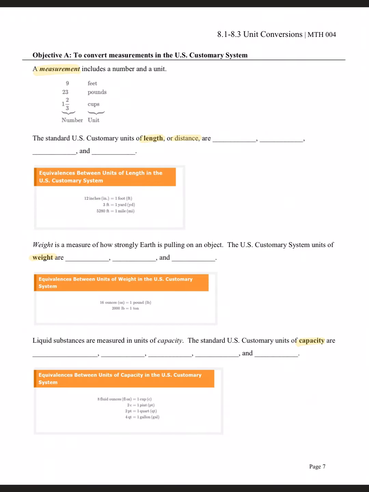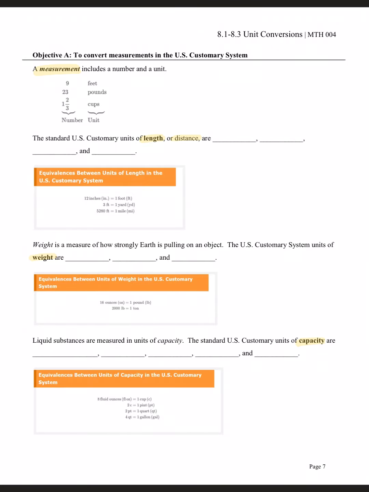In Objective A, we're converting measurements in the U.S. customary system. A measurement includes a number and a unit. So for example, 9 feet is a measurement. 23 pounds is a measurement. 1 2/3 cups is a measurement. Measurements include a number and a unit. It's very important that everything we do within 8.1 to 8.3, we always include units with our answers.